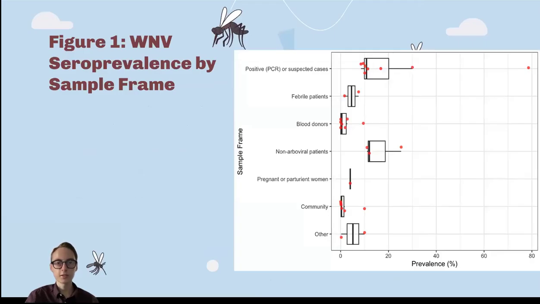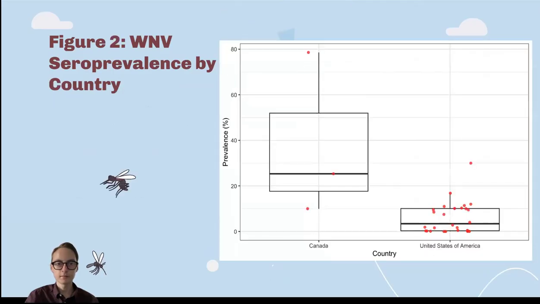Here, figure 1 shows how seroprevalence varied across different population groups. PCR positive or clinically suspected cases are shown at the top with the highest seroprevalence, while blood donors and community samples have the lowest levels. The red dots represent individual study estimates.